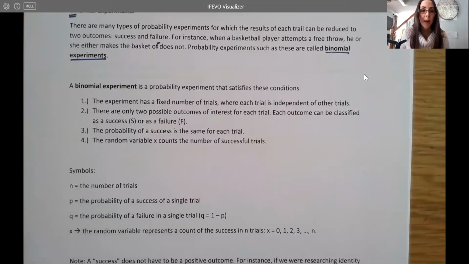To be more specific, a binomial experiment is a probability experiment that satisfies these 4 conditions. The experiment has a fixed number of trials, where each trial is independent of other trials. There are only 2 possible outcomes, and we classify them as success or failure. The probability of a success is the same for each trial. So that probability is the same. It's not changing because we have independent trials. And then the random variable x counts the number of successful trials. So what x represents here is the number of successes.